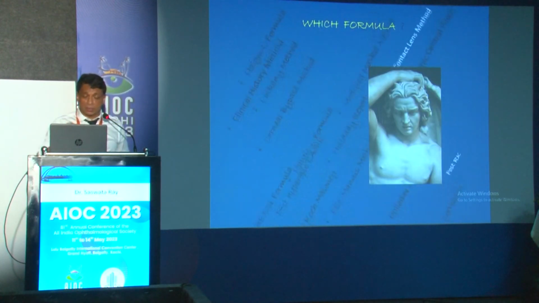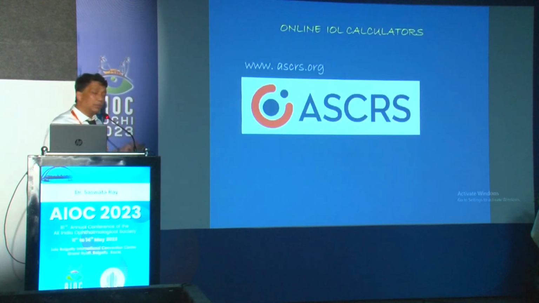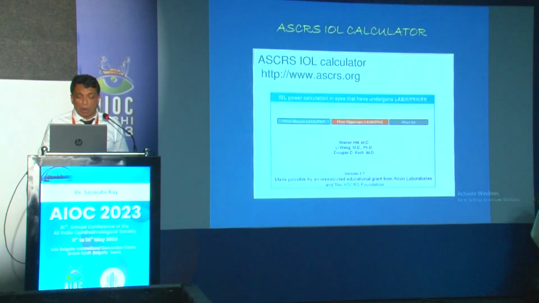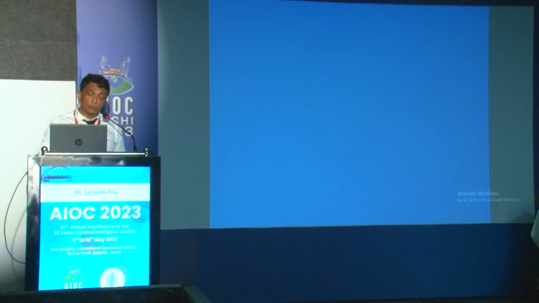The simplest thing I can advise you is to go to the online calculators, freely available on the ASCRS website. You can also use the iLabs and APACRS calculators. The most popular is usually the ASCRS. It's completely free. All you do is go to the website, fill up the details like this. It's very clear, there's no doubt about it, and press calculate. Very simple. It takes an average of 7 to 8 different formulas and presents us with IOL powers from which you can choose.